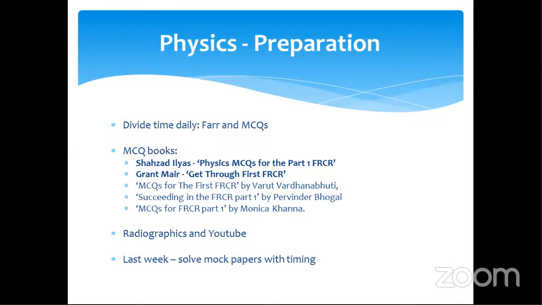This is the list of books, and the top two I found the most useful. The first is Shahzad Ilyas's Physics MCQs for Part 1 FRCR. Its level is a little bit higher than the actual final exam. So if you are thorough with Ilyas, and able to solve that level of questions well, you will do well in the final exam. Another good book is Grant Meyer's Get Through First FRCR. If you have time, you can move on to these three books. Of course, Radiographics and YouTube are big resources. You can refer to them to clear your concepts.